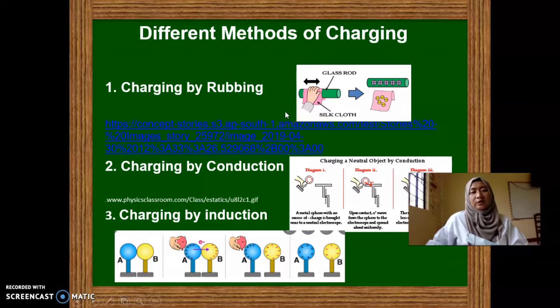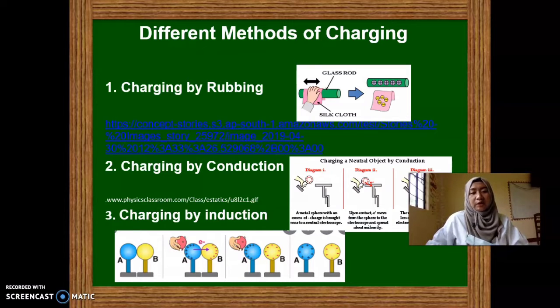There are three different methods of charging. One is charging by rubbing. If you have a pen and you want to observe charging by rubbing, you can rub it on your hair, and then put the rubbed pen close to a small piece of paper. You can observe that the small piece of paper will be attracted to the pen.